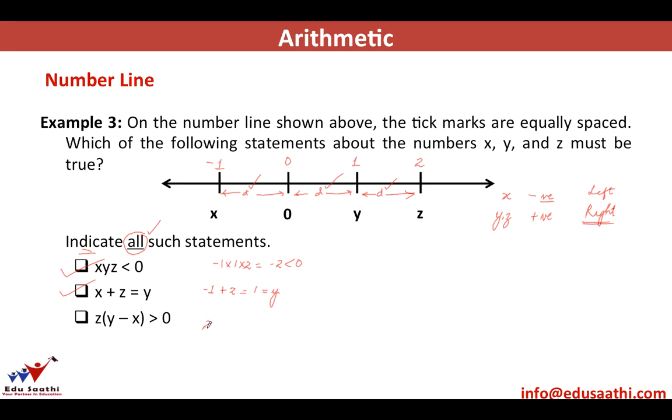Looking at statement number 3, it is 2 into 1 minus minus 1. So it will be 2 into 2, which is 4, which is definitely positive. So I'll have the third statement also holding true. So all the statements that are given to me are true. So my answer would be statement number 1, statement number 2 and statement number 3, all are correct.